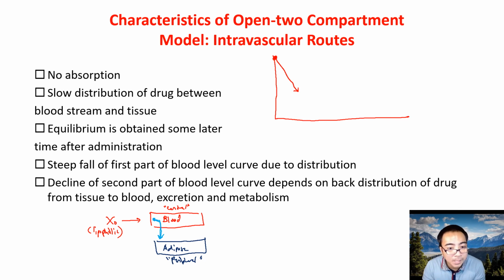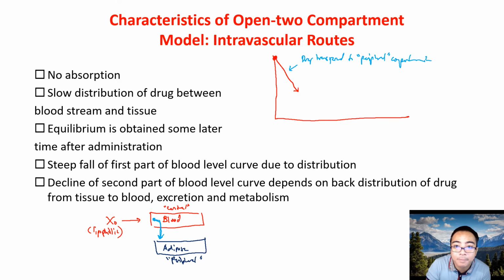Right? Kaya class, initially, mataas ang concentration, pero biglang bumagsak. Bakit bumagsak? Because drug transferred to the peripheral compartment. In this case, it's the adipose. So, biglang bagsak. Bakit? Kasi karamihan ng gamot pumunta ngayon sa adipose tissues. So, there's a sudden drop in the plasma concentration. Makes sense naman, right?